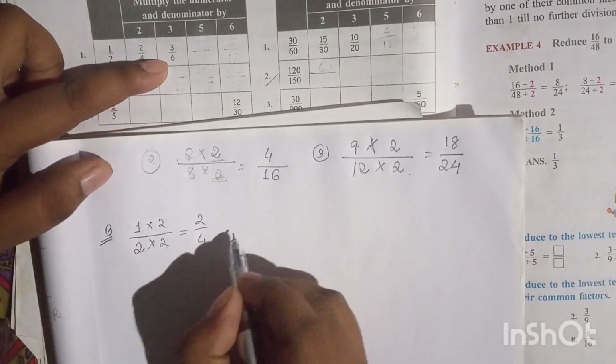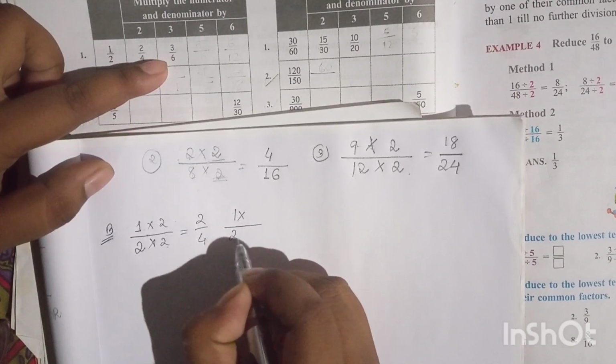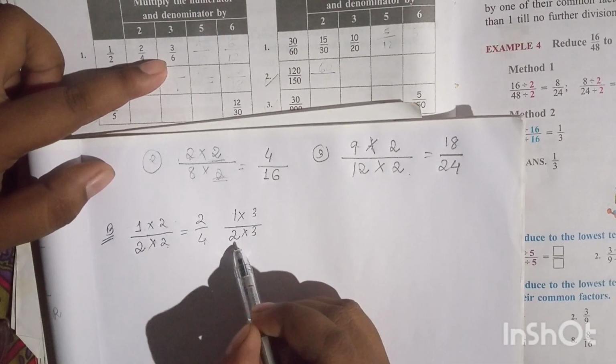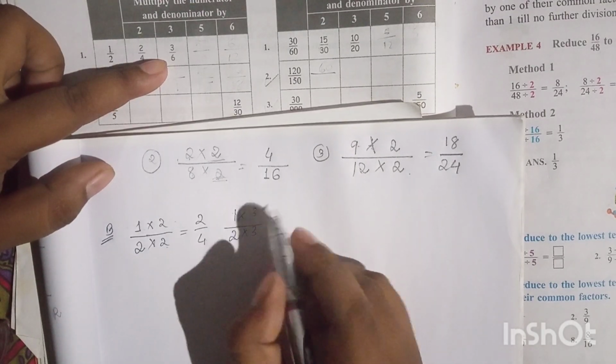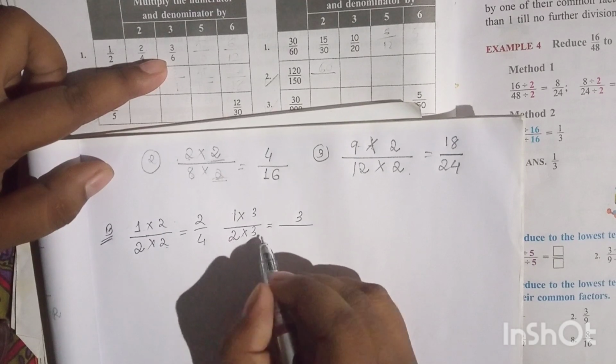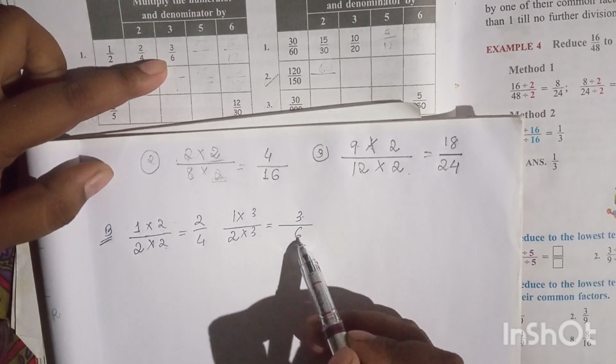So in the second box we have to multiply, the fraction will be the same, okay? So we have to multiply 1 by 2 by 3. 3 1s are 3, 2 3s are 6. So you can see the answer is 3 by 6.